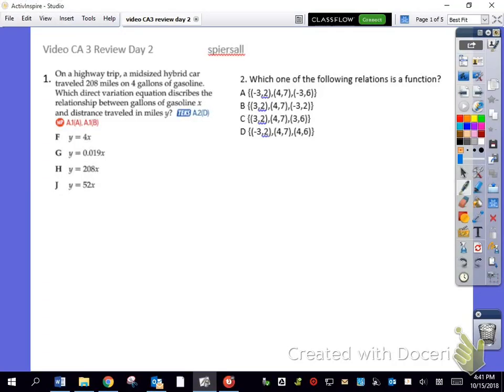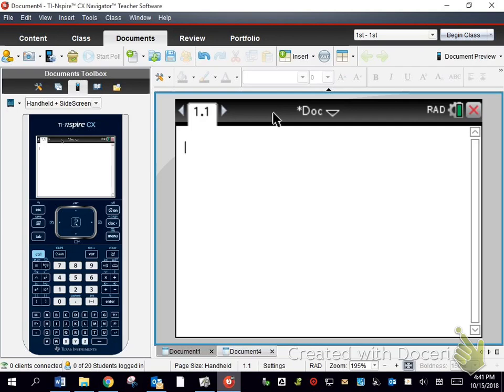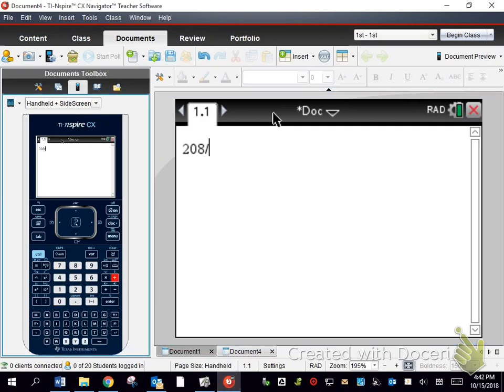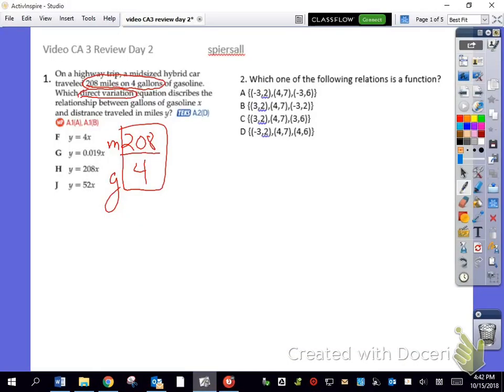Okay, so look for keywords, and on number 1, it says direct variation. Remember, when you have a direct variation or proportion, you have miles per gallon. So 208 miles over 4 gallons. I do not know anything else, so all I have to do is put that in and reduce it. 208 divided by 4, and the answer is 52. So it's going to be 52x.